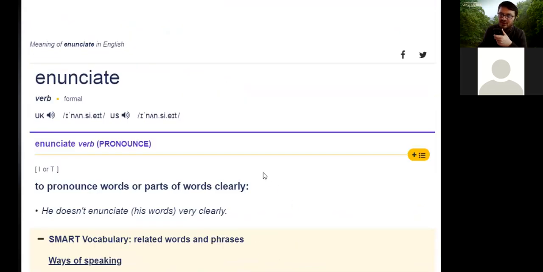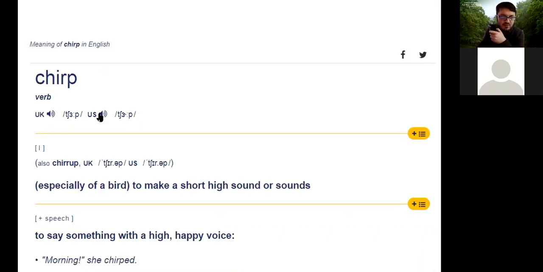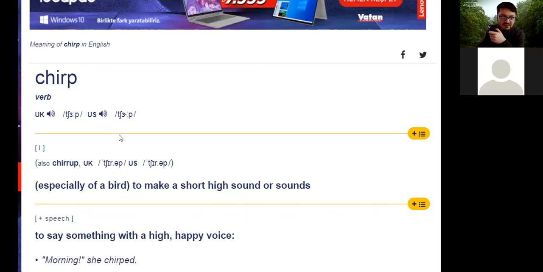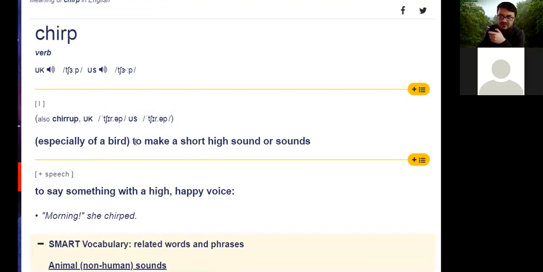Oh, there is, you know, chirping. Birds chirping, what's it called? Do you know chirp? Chirp. Check it out. Especially birds, to make a short, high sound or sounds. To say something with a high, happy voice.